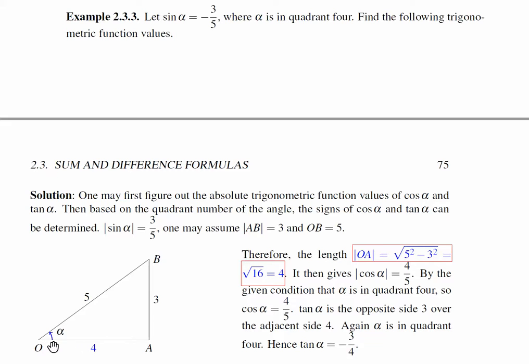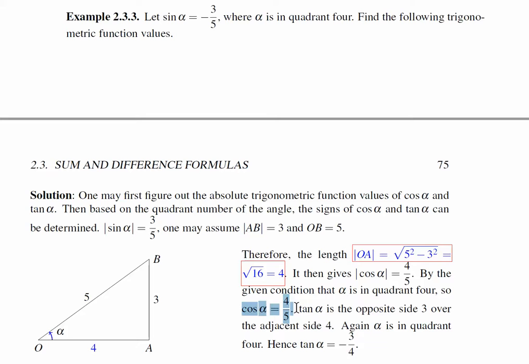Then we know the absolute value of cosine alpha is 4/5. Okay, but we were given alpha is in quadrant 4 right here. So cosine alpha in quadrant 4, then we know cosine alpha should be positive.